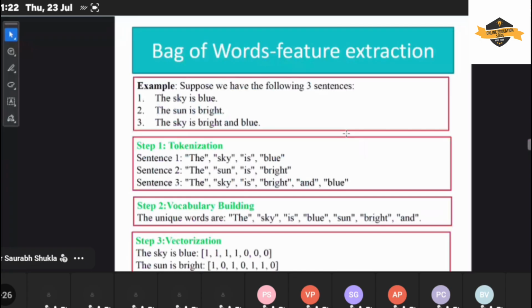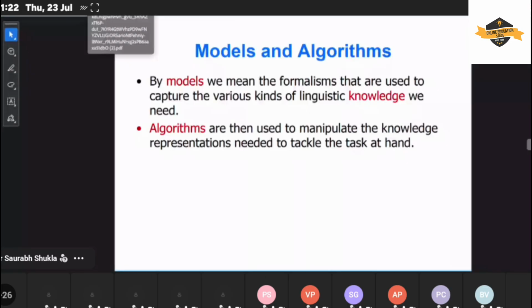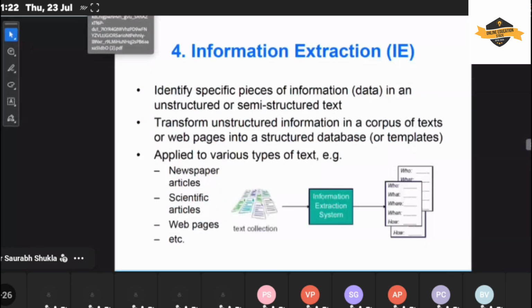Tokenize, vocabulary building, and then vectorization. ये sequence आपको follow up करना है. Tokenization, although इससे पहले आप sentence analysis, part of speech tagging, ये सारी चीजें आप कर रहे हैं इससे पहले. You are doing all those things before that.